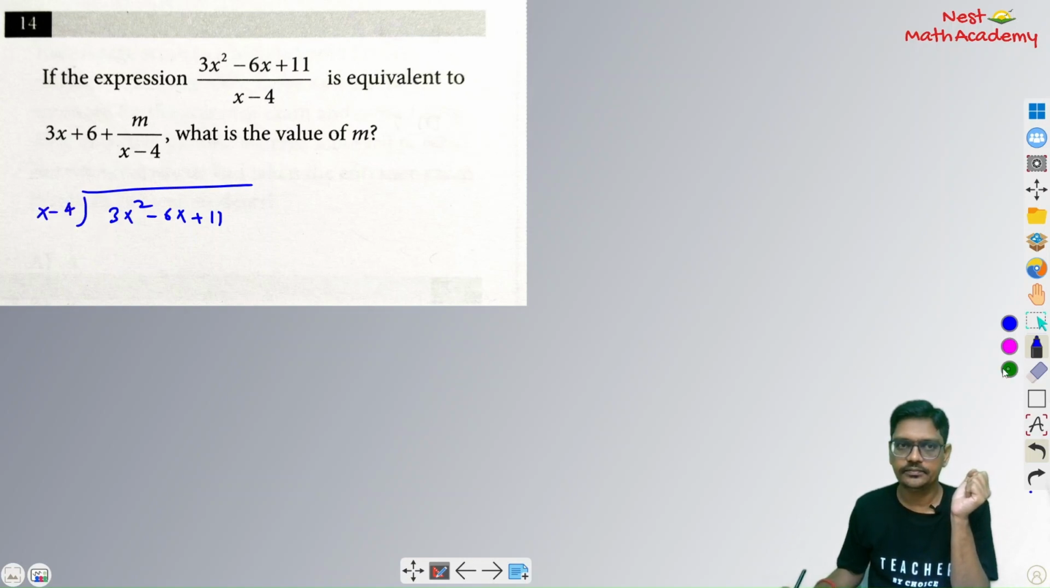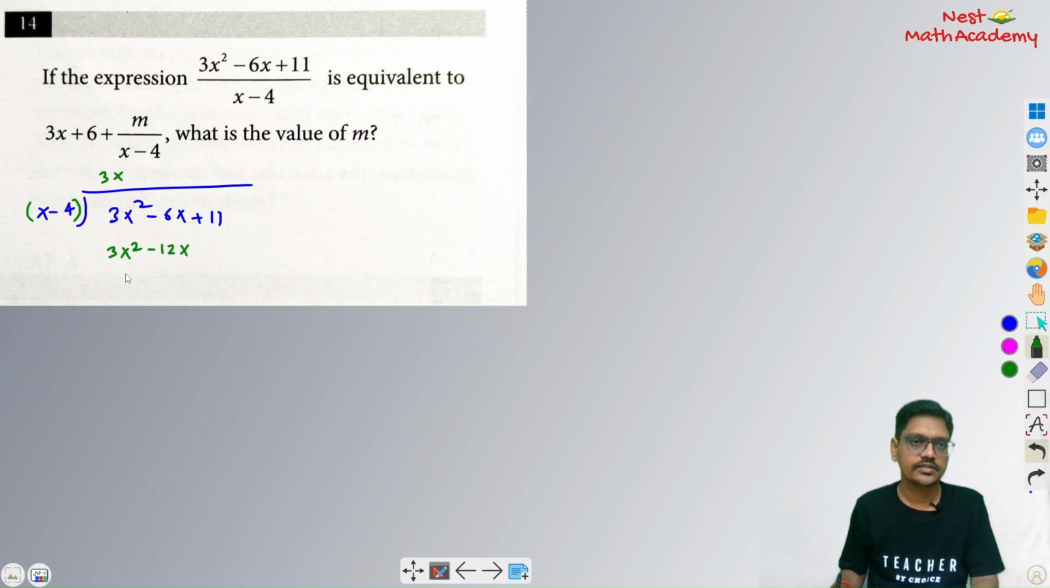So we can see that we want 3x square here, which means I need to multiply with 3x. 3x times this whole thing: 3x times x, 3x square, and 3x times negative 4, minus 12x. So subtract, minus and plus, this cancels out. Plus 12x minus 6x, and drop down 11, plus 11. So I need 6x, I have x, so I need 6 extra. So multiply this with 6. 6 times x, 6x, and 6 times negative 4, minus 24. Again subtract minus of this whole thing. 6x minus 6x cancels.